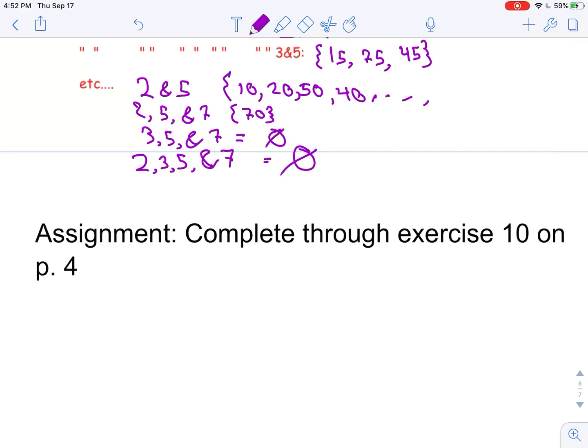So, anyway, consider those as you complete exercise 10 on page 4 this weekend.